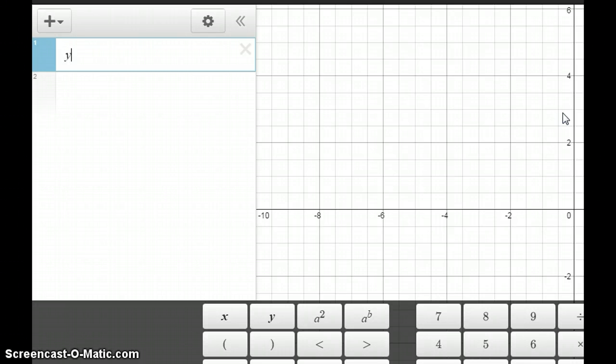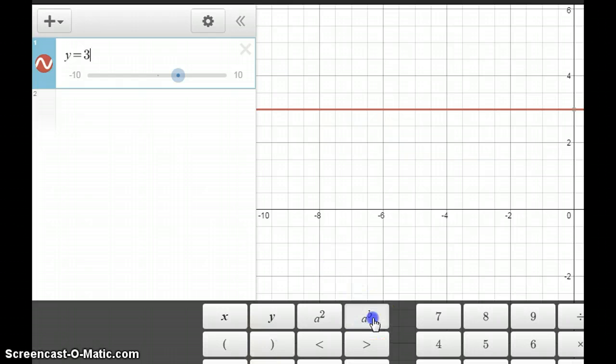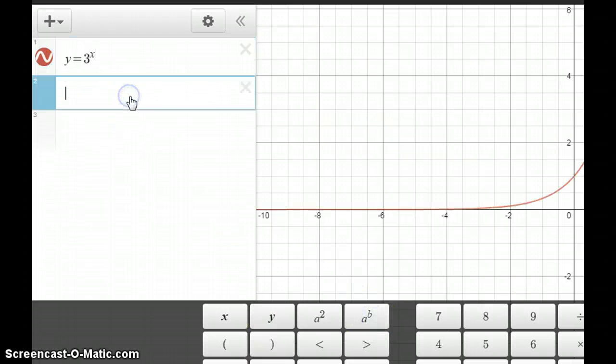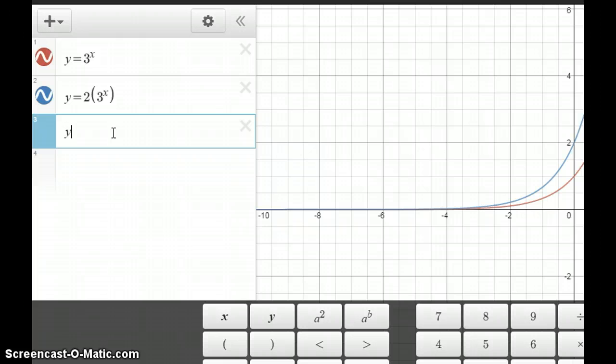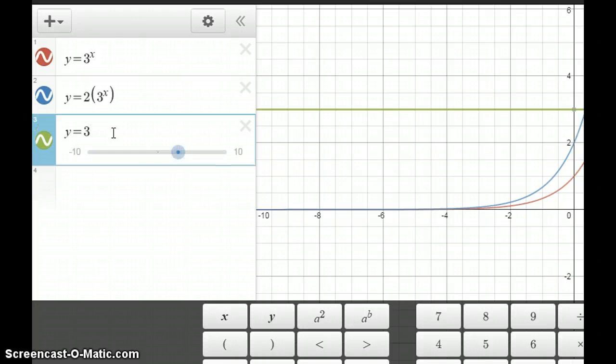So here we have y is equal to 3 to the power of x. That one was our original base function there. The second one that we were given there is y is equal to 2 times 3 to the power of x. And then our third one we were given there was y is equal to 3 to the power of 2x.